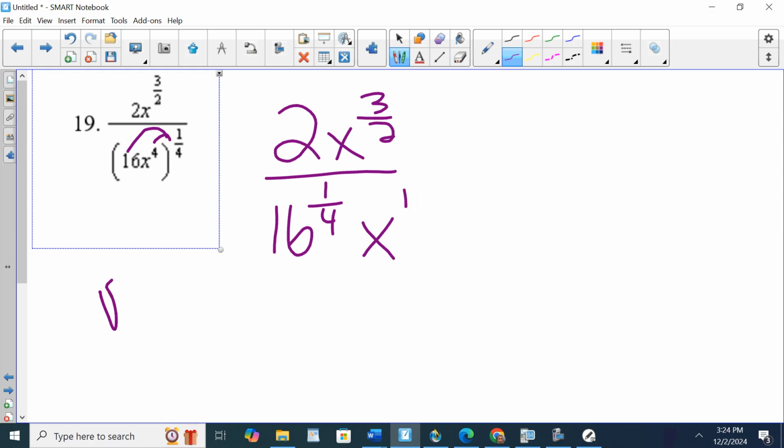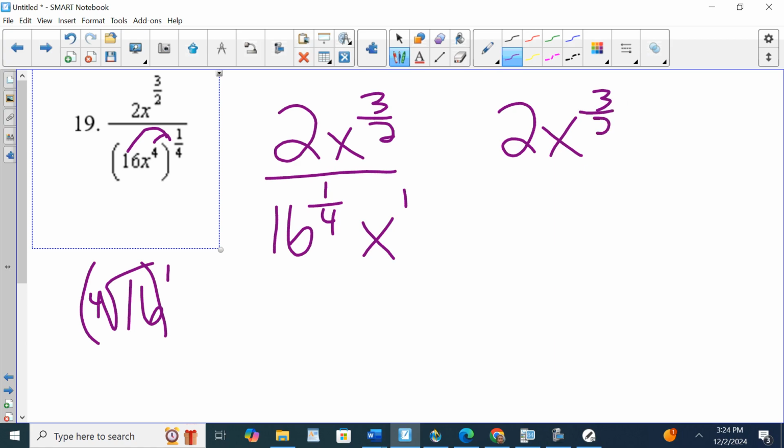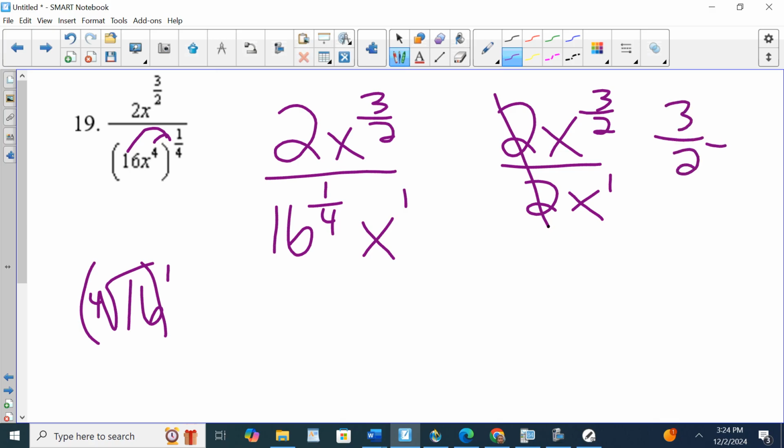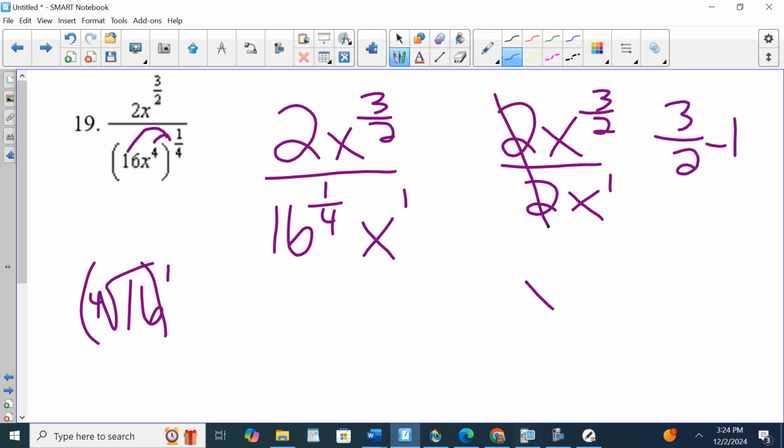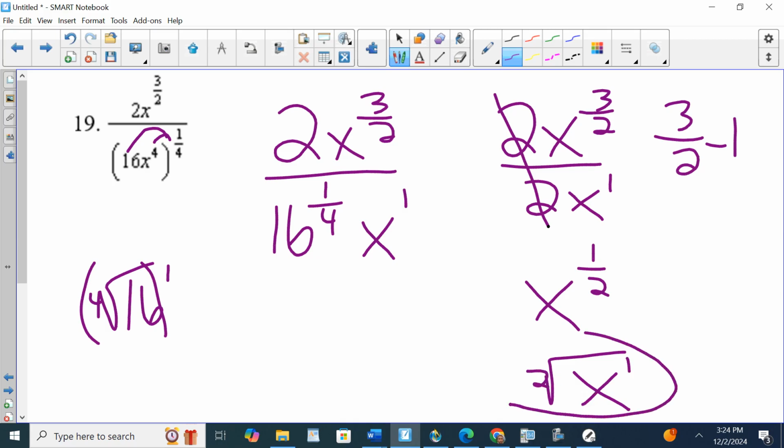I can evaluate the 16 to the 1/4 power. Power over the root. The 4th root of 16 is 2. You can use a calculator for that as well. 2's are going to cancel. I'm dividing. When I divide, I subtract 3/2 minus 1. Again, you can use a calculator for that. 3/2, or you'd have to find a common denominator, is 1/2. So I have x to the 1/2. And since it wants the answer as a radical, radicals are fractional exponents. I pop it back into the radical. I don't have to write the 1 and the 2, but I'm going to, and that's my answer.